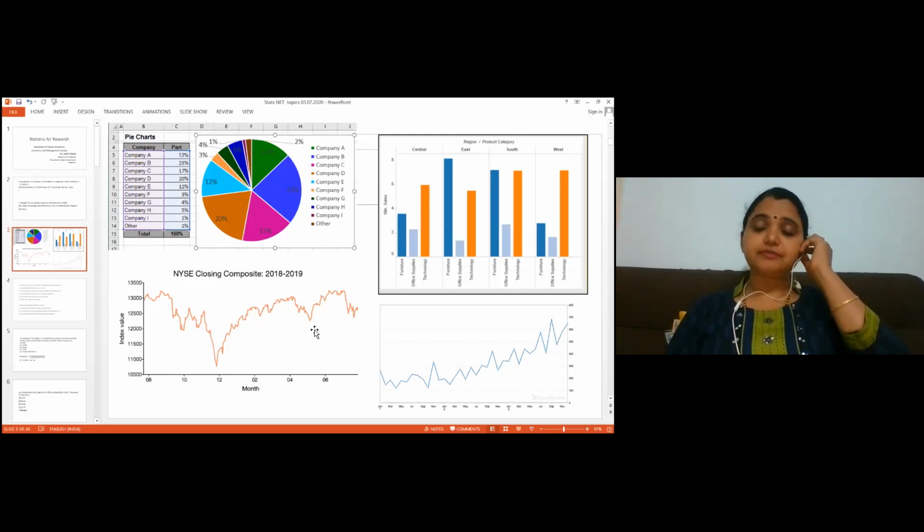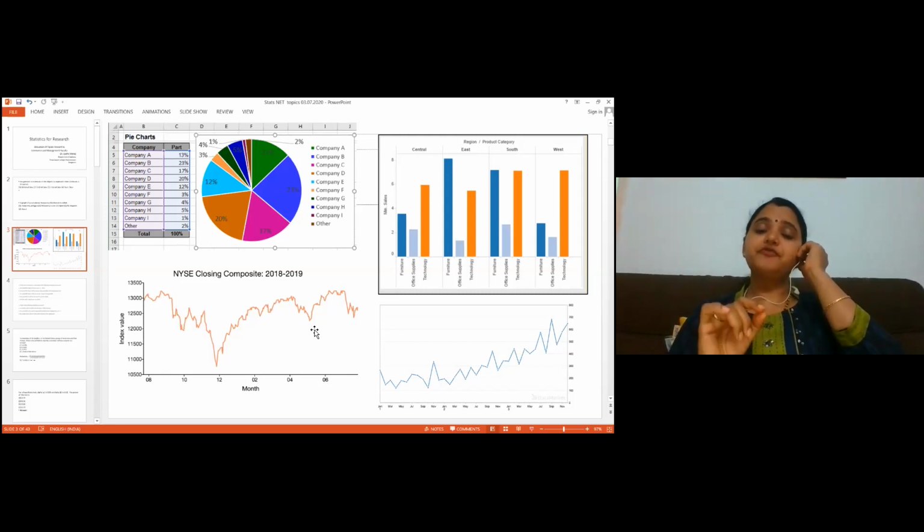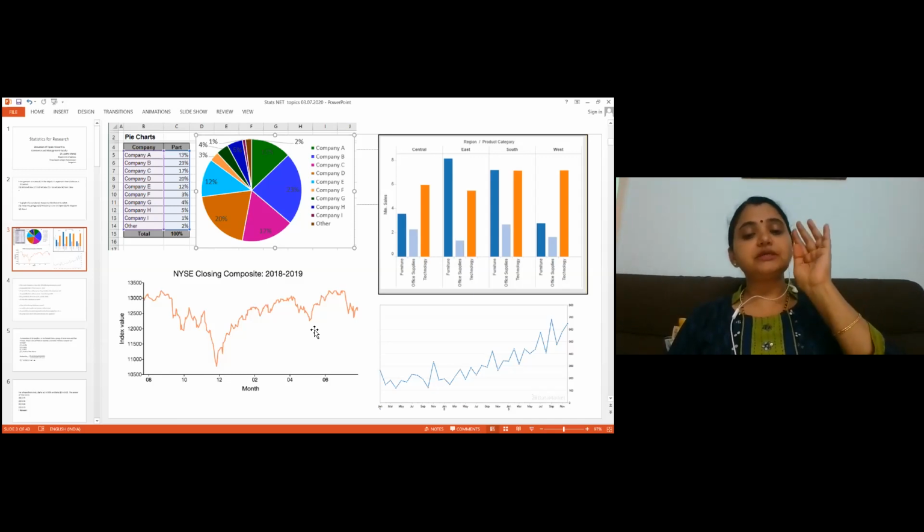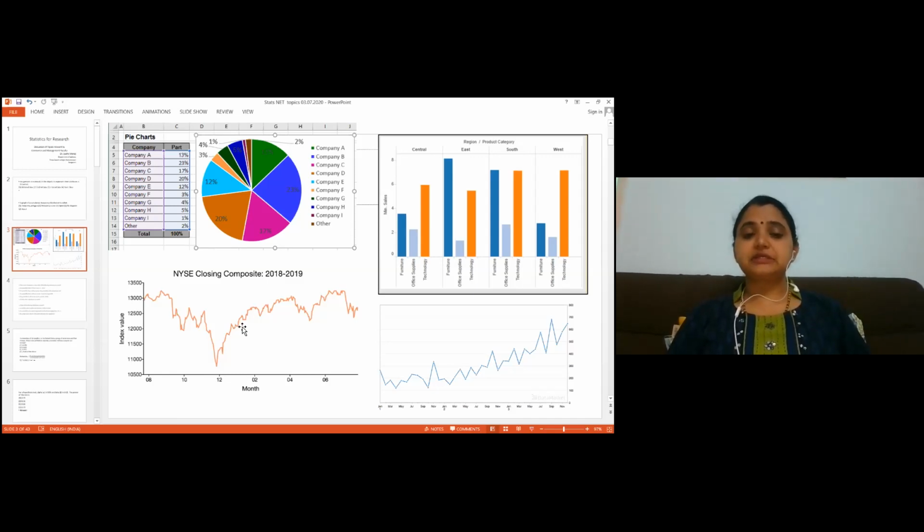When you have time upon one variable, the best is using time series graphs like a line graph or time graph. Again, instead of a time graph, a bar chart is seen, popular, very commonly seen.